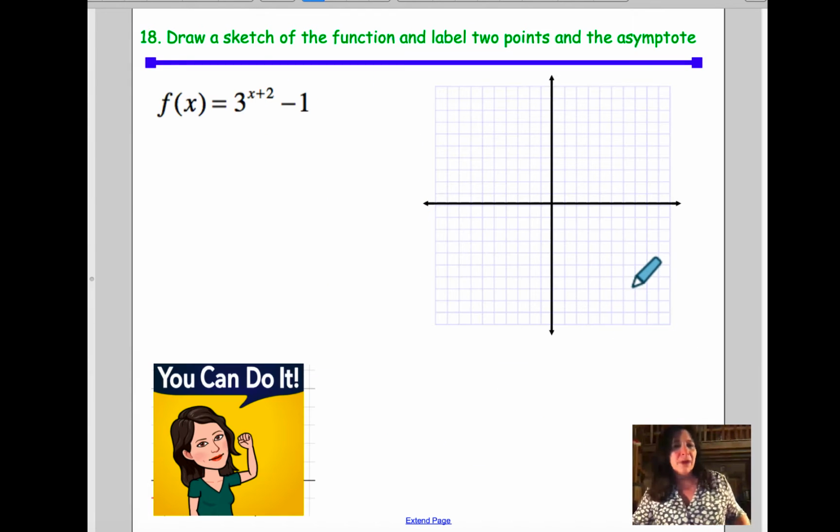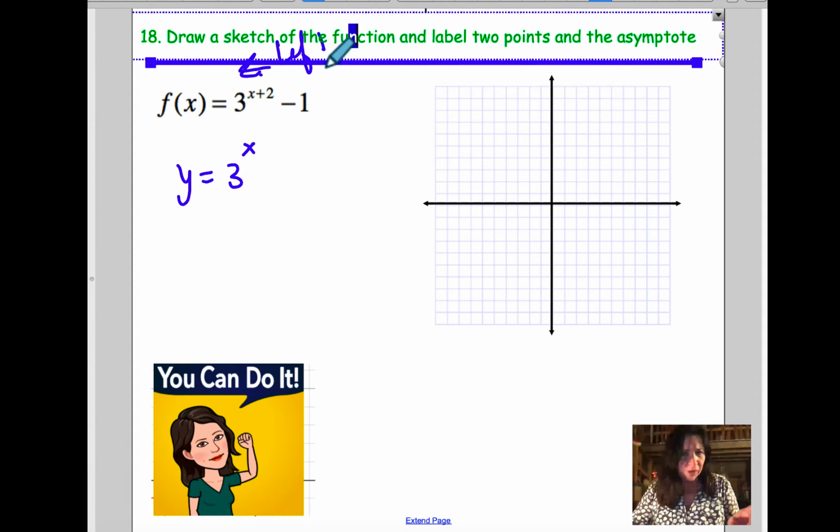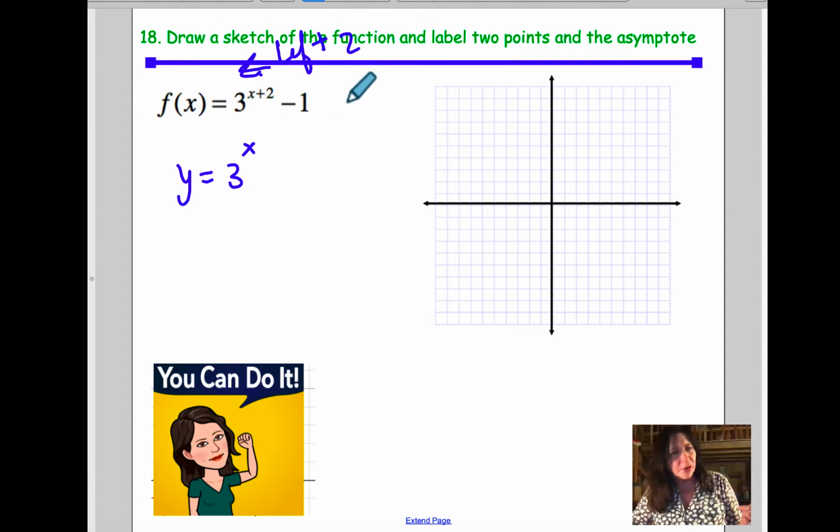Okay. For this problem here, I want you to draw a sketch of the function. Now, I would go back to just a power, like y equals 3 to the x power. Because a couple of things on an exponential function: this x plus 2 is actually taking my graph and moving it to the left 2 units. This value here, this minus 1, is bringing me down 1 unit.